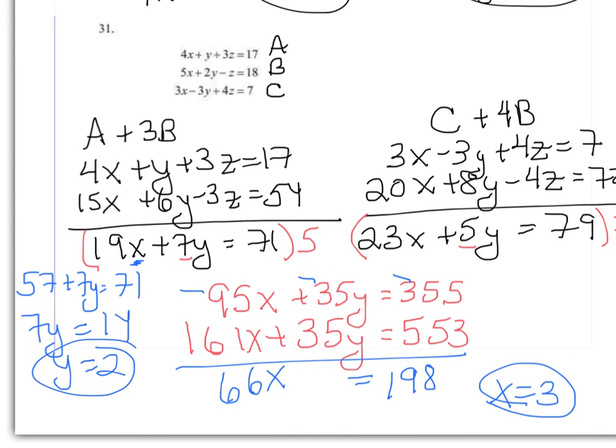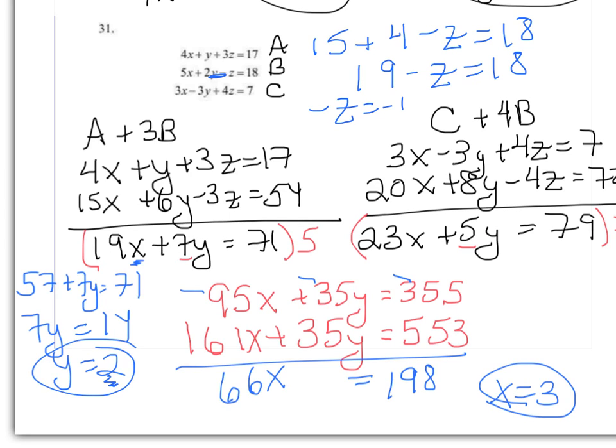I think I'm going to use the b equation to find z. So 5 times 3, because I'm going to take this 3, plug it in here. That's going to give me 15 plus, I'm going to take this 2 and plug it in for the y. That's 4. So 15 and 4 is 19. When we subtract that, we get negative z is negative 1, so that means z is positive 1. So your coordinates are 3, 2, 1.